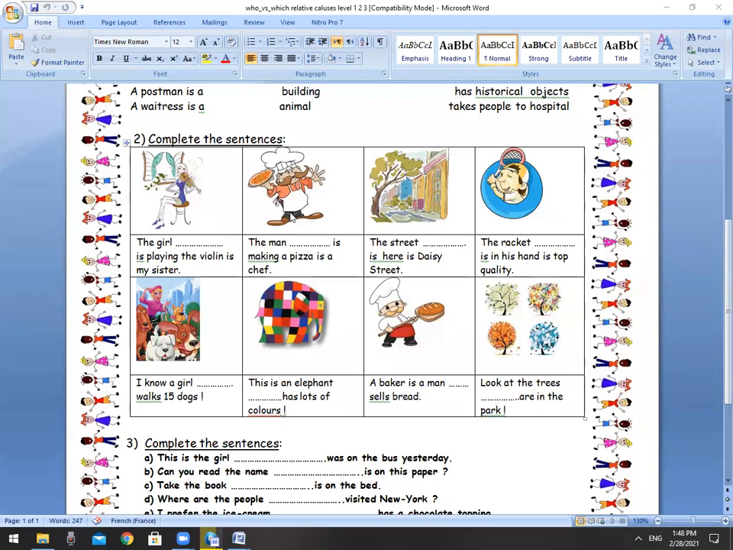A baker is a man who. Yes, answer. Who, exactly. The last question. Look at the trees which are in the park. Yeah, which are in the park. That's great. Thank you so much.